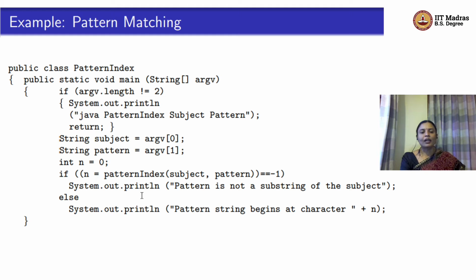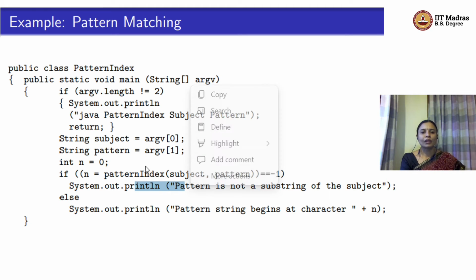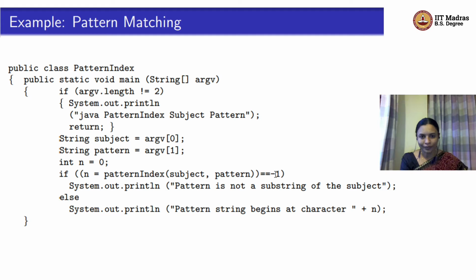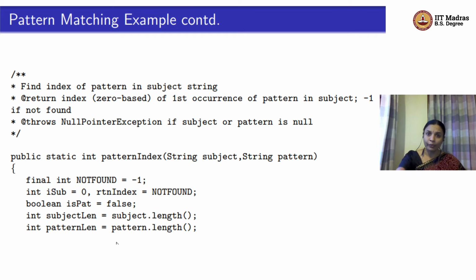So it uses this pattern index, and if it returns -1, then you say that the pattern is not present in the subject. Otherwise, it will return n, which is the index of the first place where the pattern is present in the subject. So let's continue. This is the same program running into the second slide.